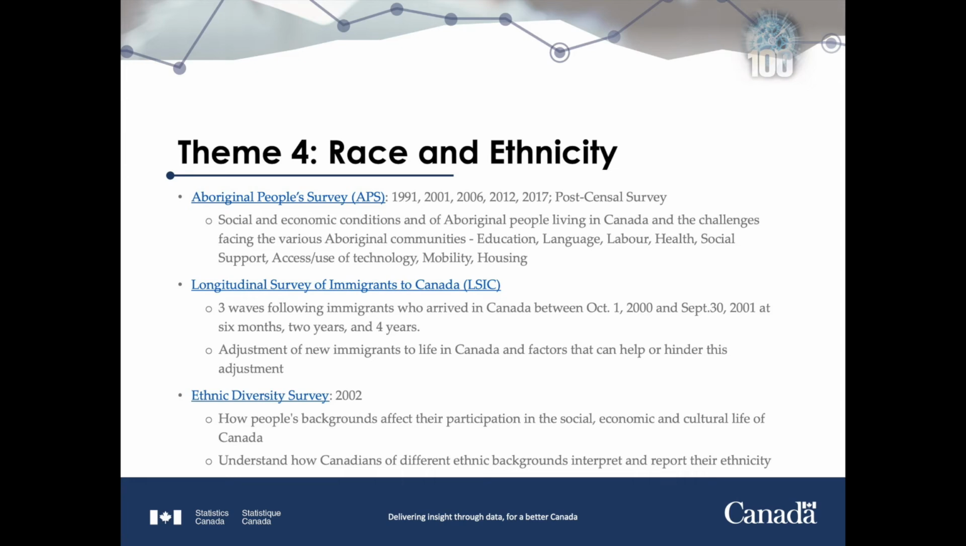The fourth theme is race and ethnicity. The Aboriginal People Survey, Longitudinal Survey of Immigrants to Canada, and the Ethnic Diversity Survey are three datasets available to researchers regarding race and ethnicity in Canada. Information included in these datasets includes the social and economic conditions of Indigenous individuals in Canada and their life challenges, including education, language, labor, health, social support, and housing. Information on immigrants who arrived in the early 2000s, such as adjusting to life in Canada, are also available.